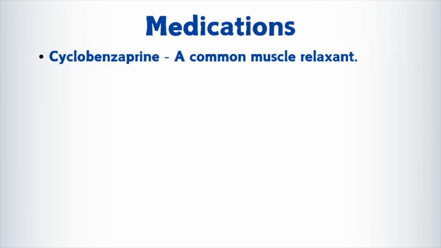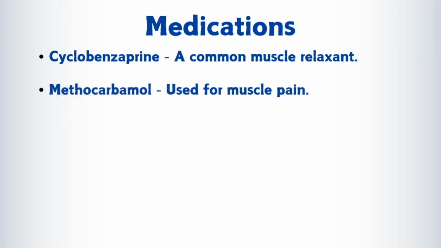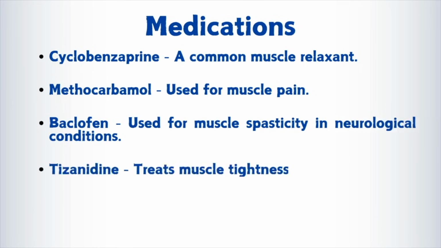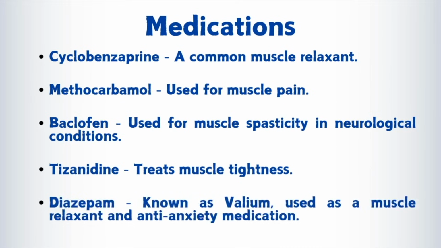First up, we have cyclobenzaprine. This is a common muscle relaxant. Methocarbamol is used for muscle pain. Baclofen is used for muscle spasticity in neurological conditions. Up next, we have tizanidine, which treats muscle tightness. Diazepam, also known as Valium, is used as a muscle relaxant and anti-anxiety medication.